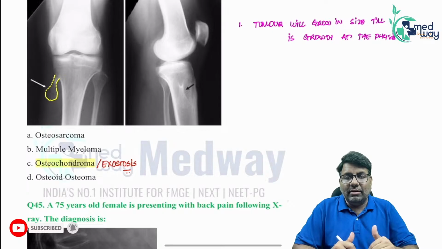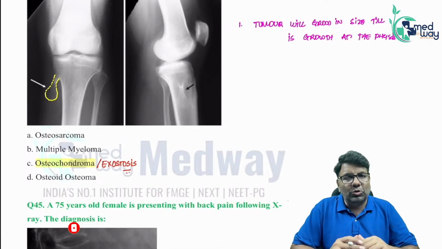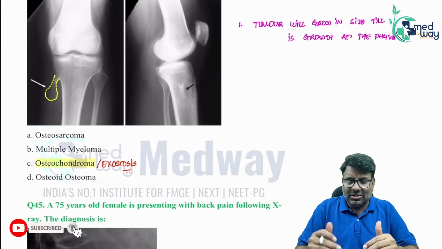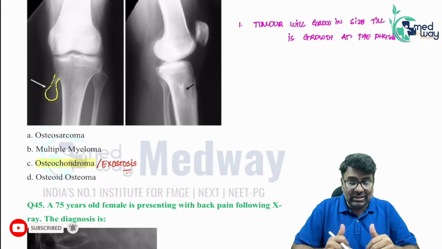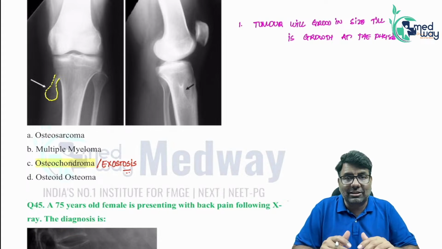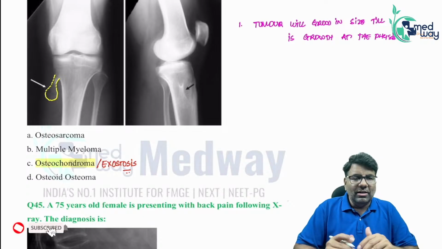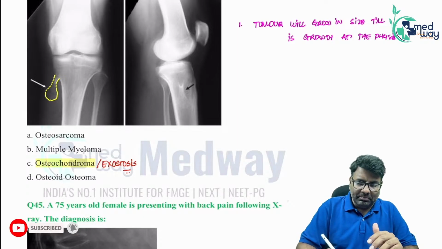In this particular case where the growth plate has fused, now the tumor will not grow. So the tumor will keep on increasing in size till around the age of 16 to 18 years, till the time period when the physis is active and increasing the length of the bone. So after this phase, tumor should not grow normally.